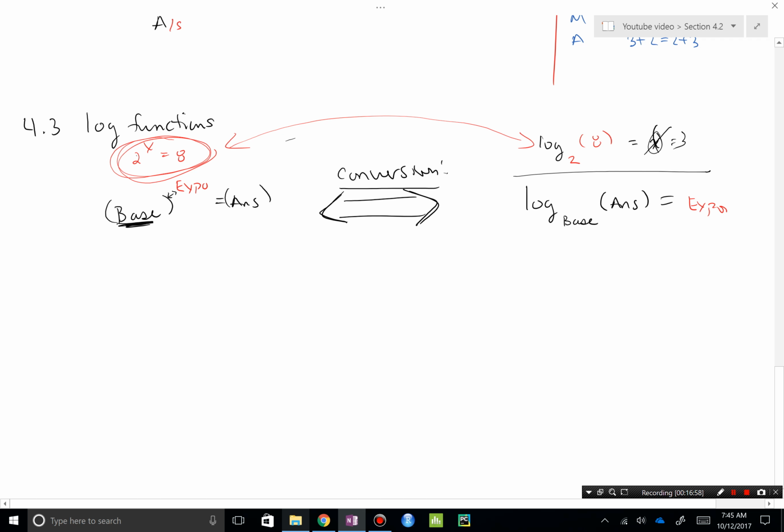So what is the real purpose behind logarithms? Let's talk about the purpose behind logarithms. Well, it's kind of like roots. What's the square root of 2 really?